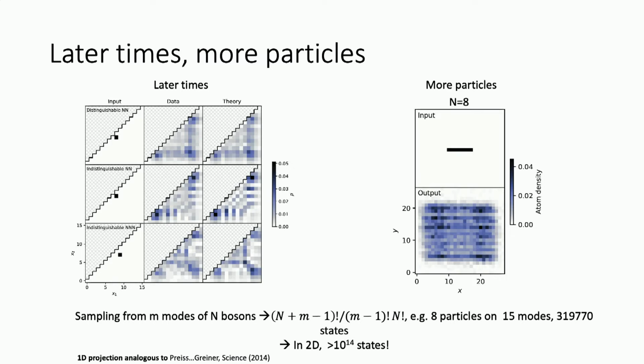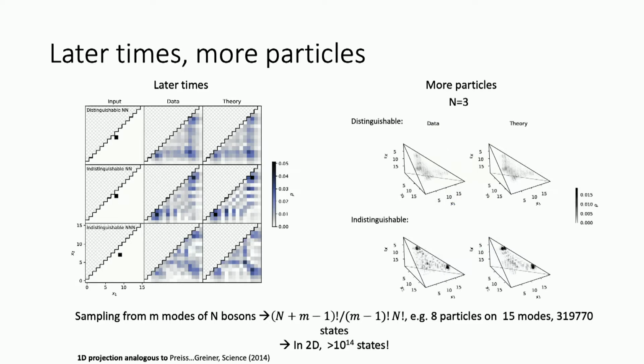Let me highlight as well that while I'm showing this projected 1D space, in 2D, this is more than 10 to the 14 configurations. So obviously, no one's going to be doing that. So we can rewind a little bit and ask the question: are there characteristics that we observe in the data that suggest particular metrics that might be easier to access?